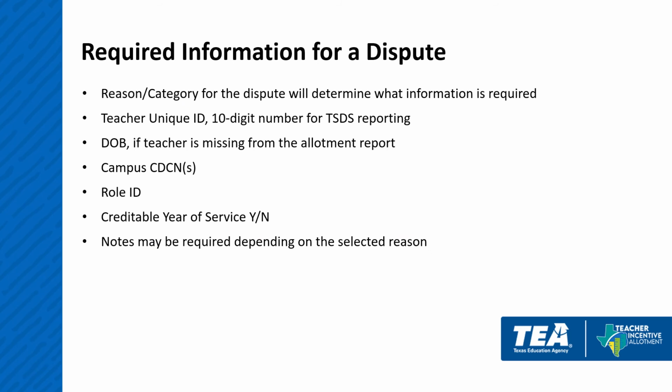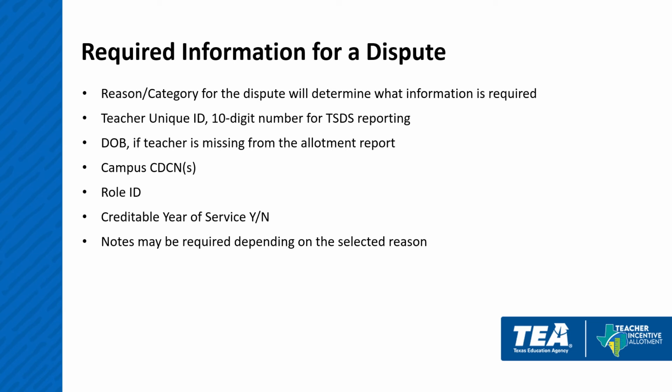So required information to have handy: the reason or category, and the 10-digit unique ID. If they are missing from the allotment report, we will also request their date of birth. Please note that. You'll want their campus CDCNs, their role ID, which should be 087 if they're eligible, and the creditable year of service of yes or no. The level of detail in the notes may be required just depending on the selected reason. And please note that if we are adding a teacher to the allotment report, our team may email you asking for more information.